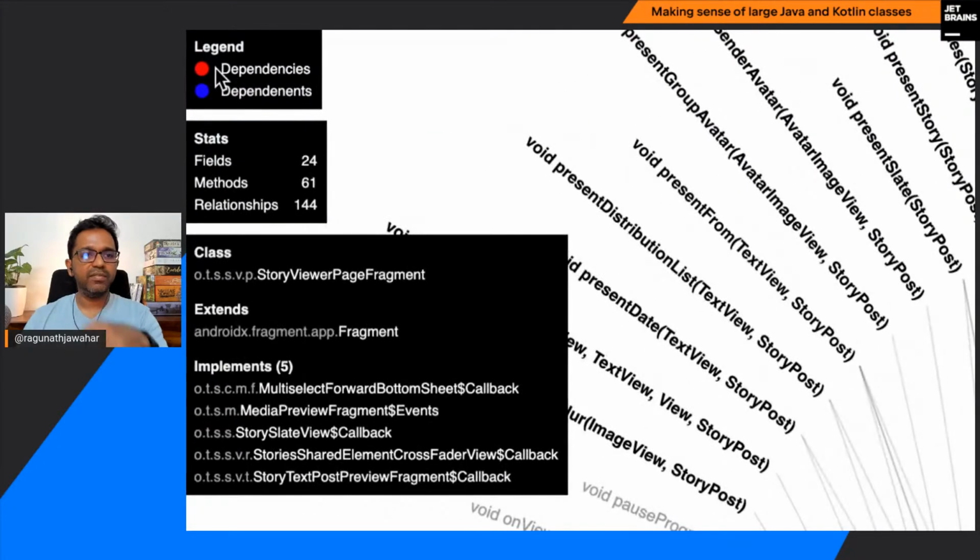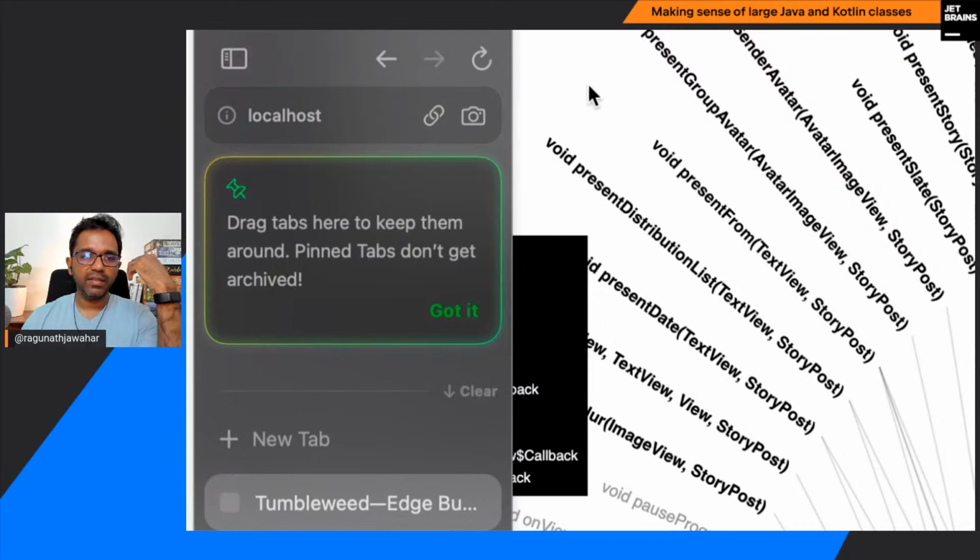On the top, you have a legend that says red and blue. So red are your dependencies and blue are the dependents, right? This basically helps you map the relationship between fields and methods, or methods and methods. So this is the fundamental way we are going to say who are my dependencies and who are my dependents, right? So that is one thing.